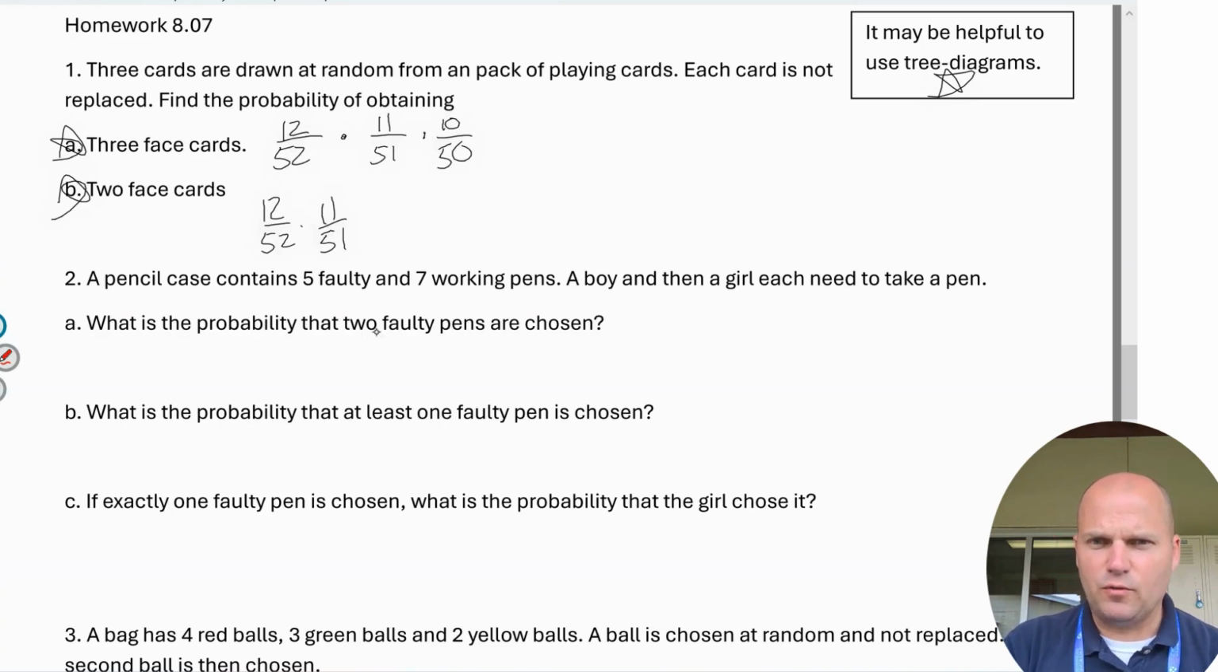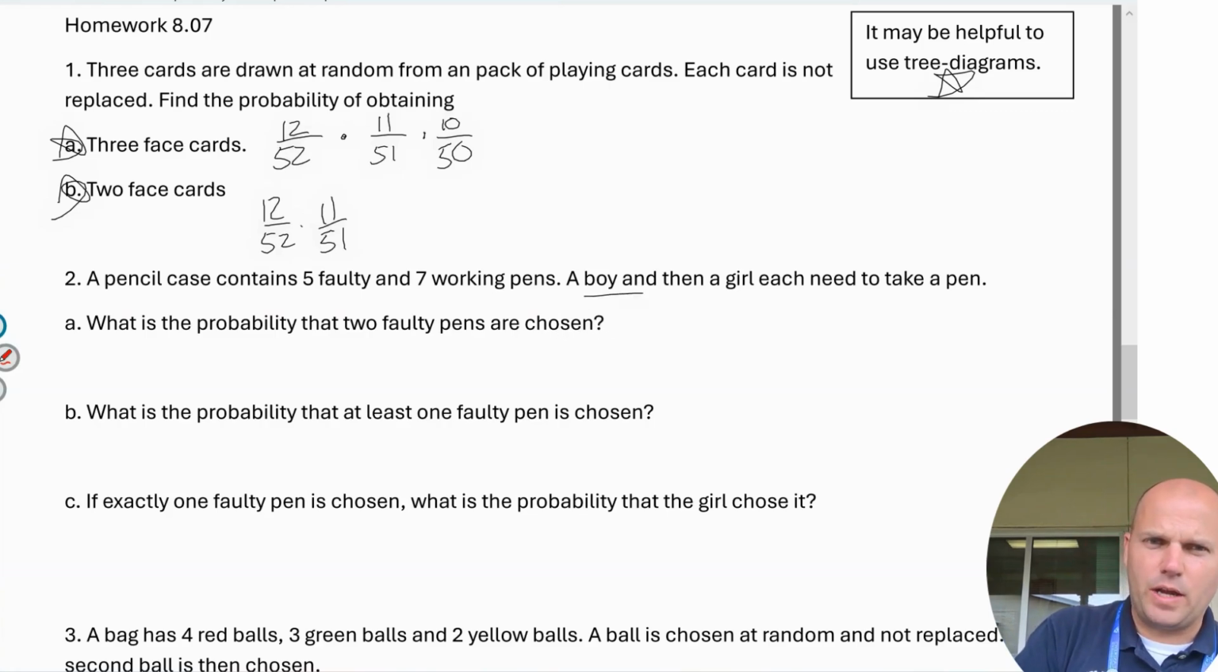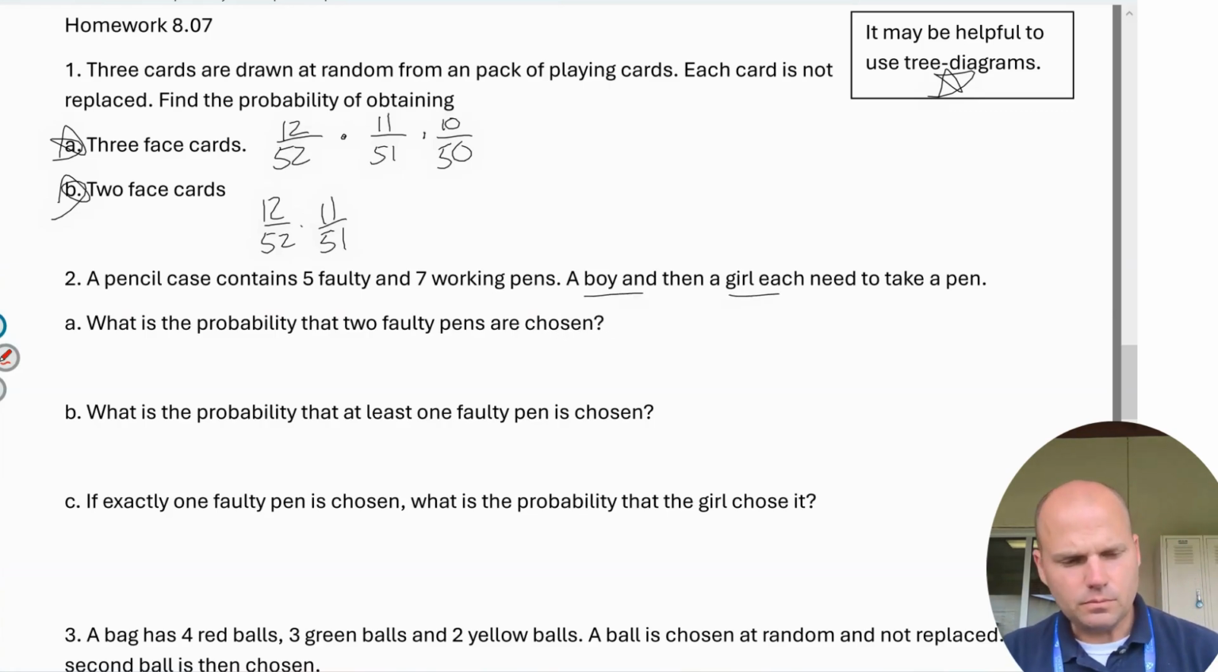What is the probability that 2 faulty pens are chosen? Well, since the boy and the girl need to take a pen, what's really confusing for students to understand with probability is, are they doing it one at a time or at the same time? The easiest way to explain the answer is to pretend that if things are happening at the same time, like if you're rolling 6 dice at once, it's probably easier to pretend you're rolling one at a time instead of all at once. It's not going to change.